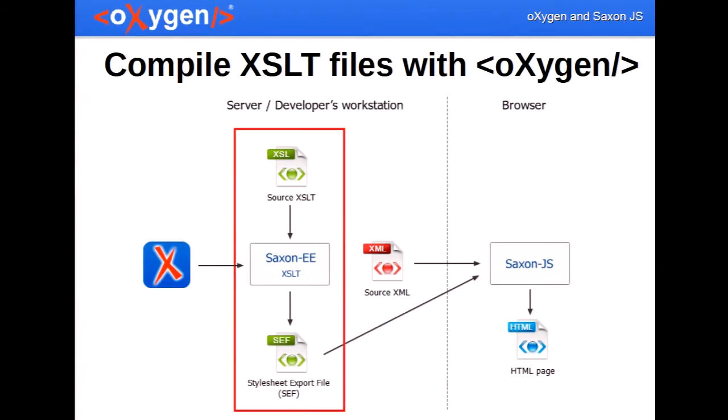Now, for all of us here, Oxygen has some help to offer. It has some good news for us in that you can use Oxygen, which comes with Saxon Enterprise Edition, in order to perform the compiling of your initial XSL style sheet. How can you do that?